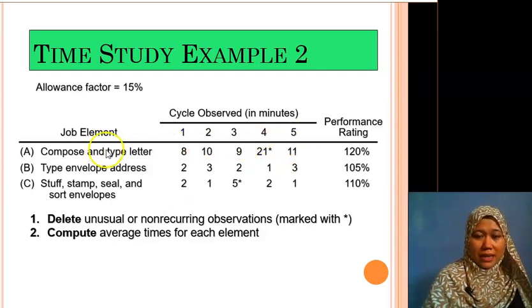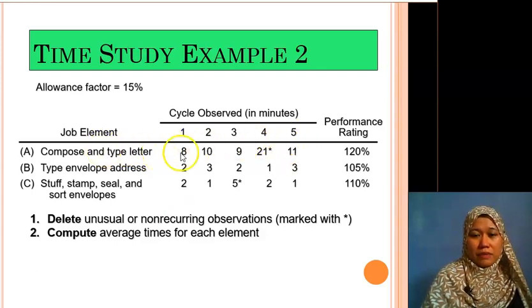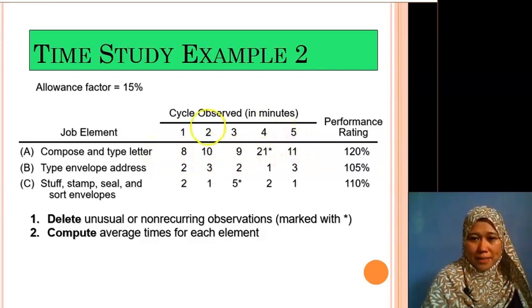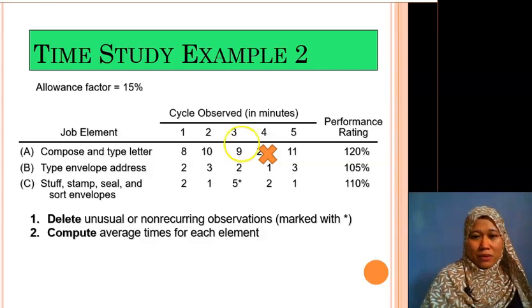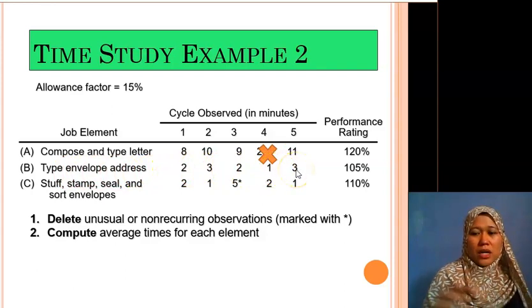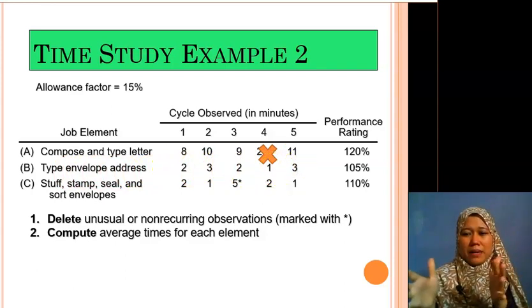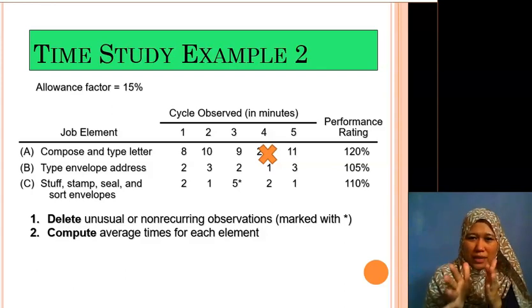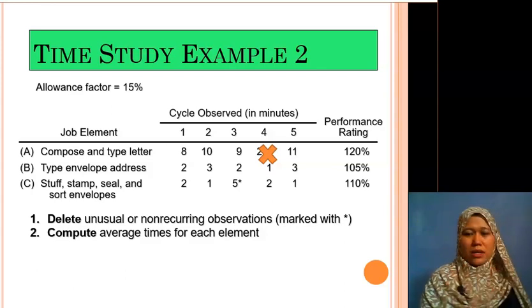Okay, we look at task 1. After taking it 5 times, is there any abnormal number among 8, 10, 9, 21, and 11? Yes, 21 is not normal, so we need to eliminate that data. For task 2, task B, 2, 3, 2, 1, 3, it does not have a very big range. It's within 2, 3, 1, so it should be okay.